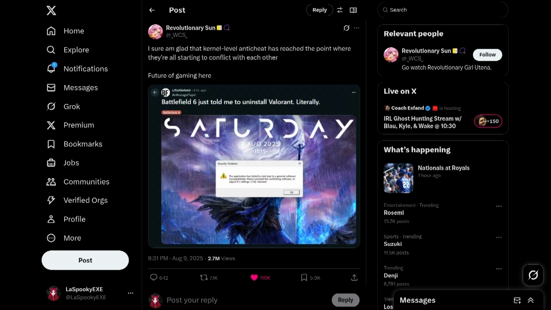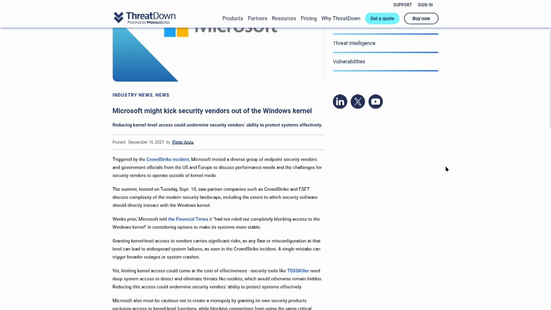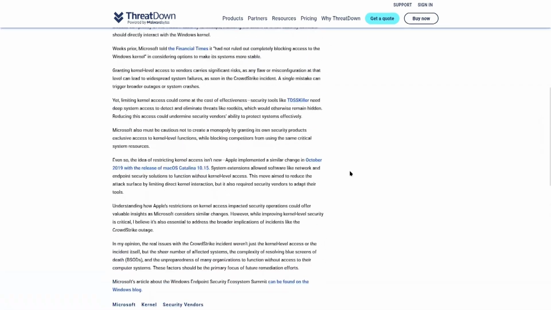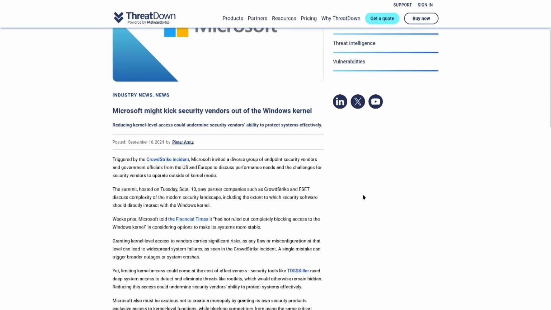I don't know if you guys forgot, but Microsoft has said that they want to move away from kernel level anti-cheat, and they are actually planning on removing this whole thing out of the kernel since the CrowdStrike attack. So these companies know this, and I don't know why they keep making new ones.